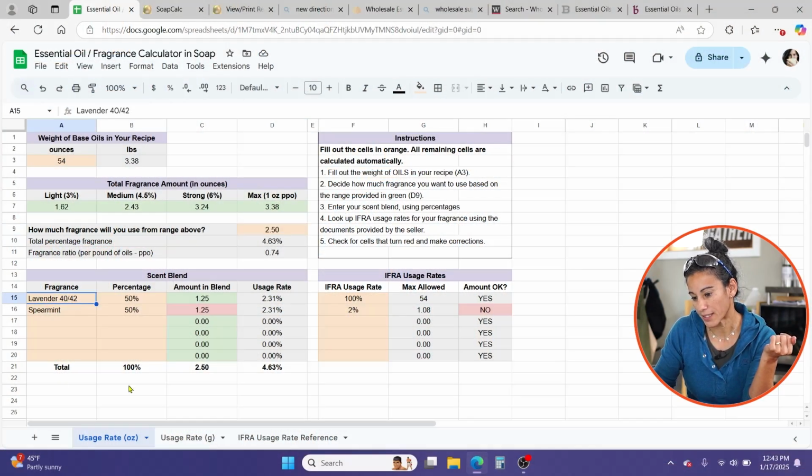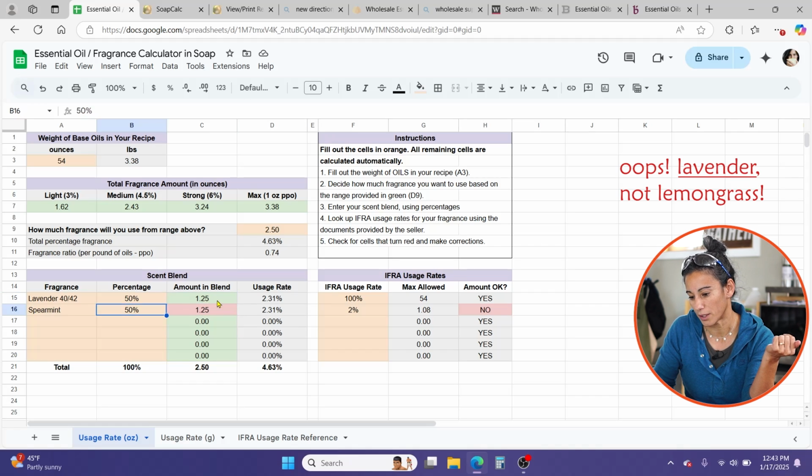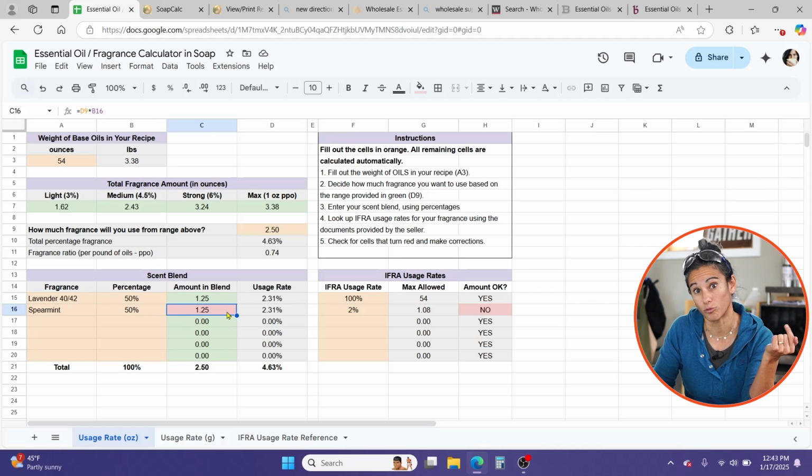So this next section here, you're going to be including your fragrance. So let's say I want to make a blend of, this is just an example, lavender and spearmint, 50-50. So I've put that into the list here, and then it's automatically going to calculate that I'm going to put 1.25 ounces of lavender, because that's 50%, and then 1.25 ounces of spearmint. And you'll see that the spearmint is in red, and I'll show you why in just a second.